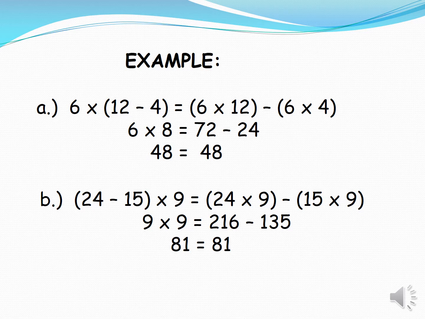Letter B. Quantity 24 minus 15 times 9 is equal to quantity 24 times 9 minus quantity 15 times 9. So 24 minus 15 is equal to 9, times 9 is equal to 81. 24 times 9 is equal to 216, minus 15 times 9 is equal to 135. 216 minus 135 is equal to 81. So they are equal.